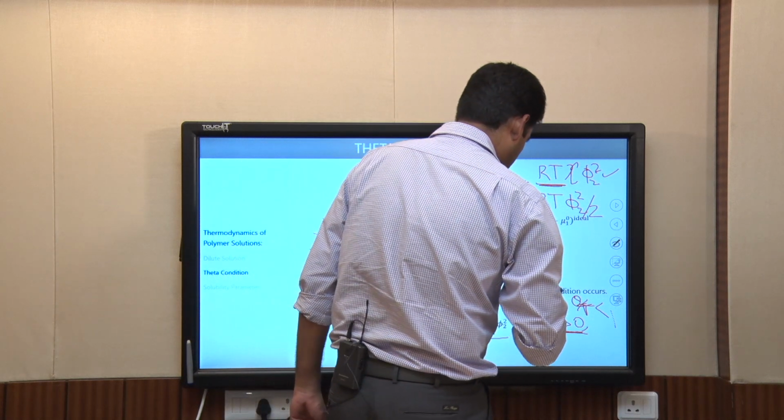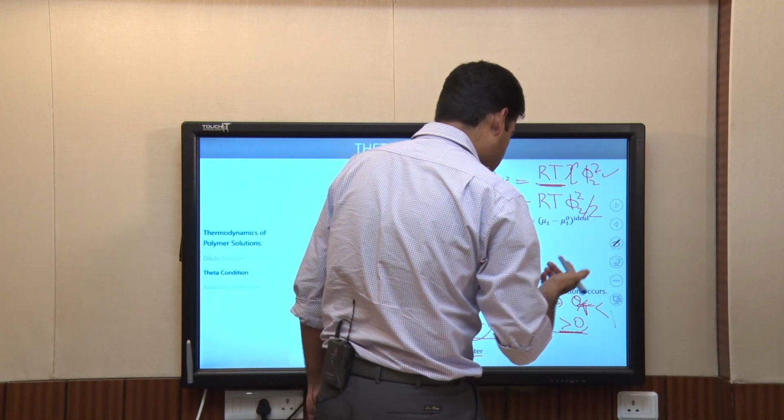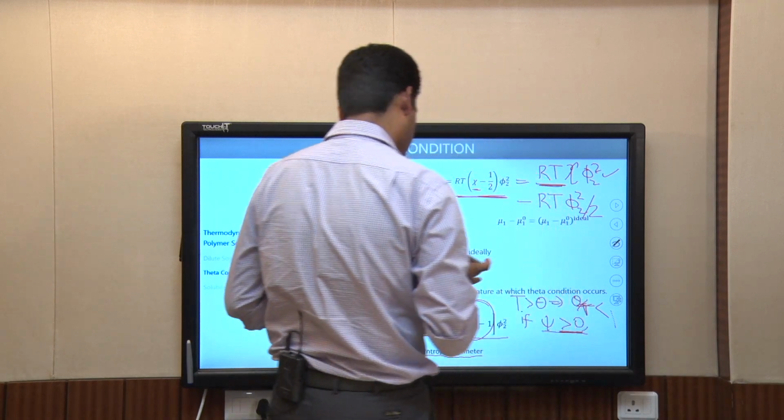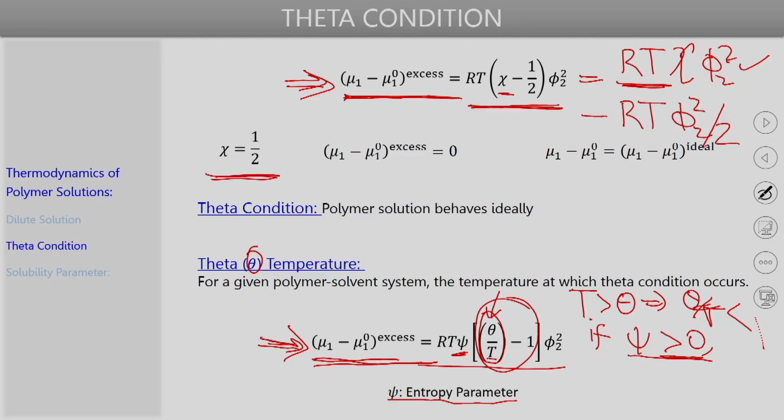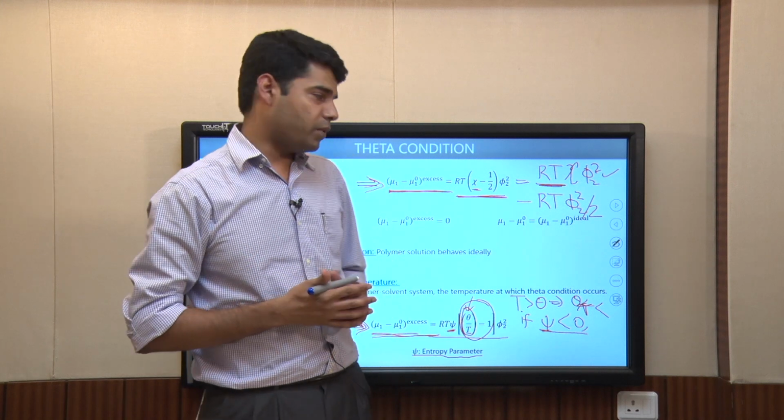But if we consider the case where psi is negative, so psi for many polymer solvent systems is actually positive, but for some cases it is also negative. So, if this entropy parameter psi is negative, so if this psi that we have here is less than 0, then whatever discussion that we had just now, the reverse of that will apply.